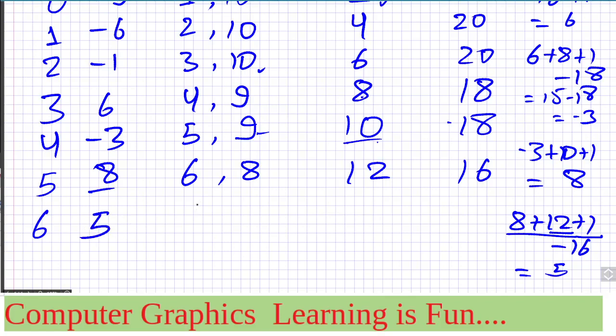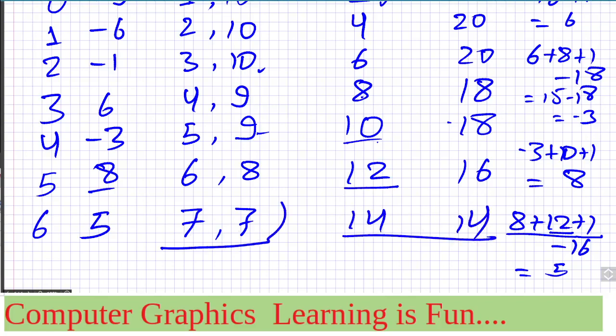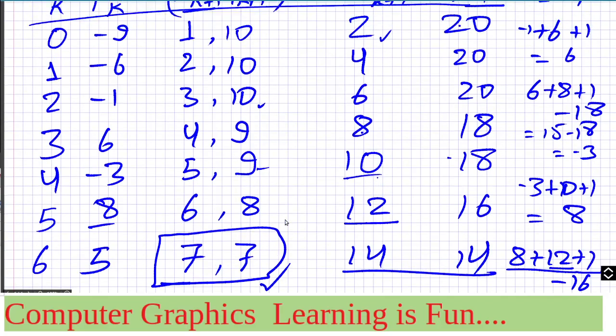Since it is positive, x will increase and y will decrease. Now 7 it is, and it will be 14, y will also be 14. Here we can see now the x and y values are the same. So now we have got all these pixel values: 1 comma 10, 2 comma 10, 3 comma 10, 4 comma 9, 5 comma 9, 6 comma 8 and 7 comma 7.